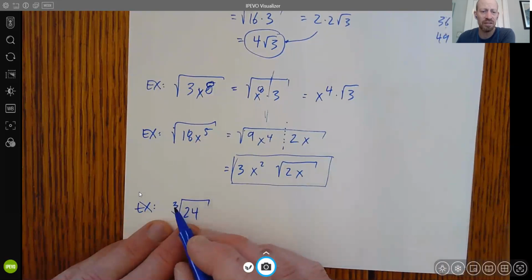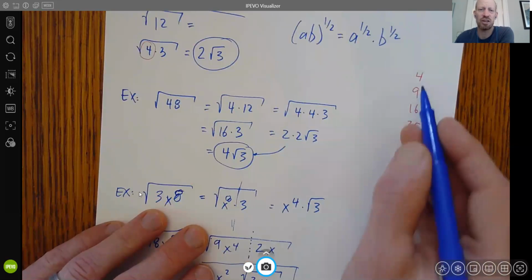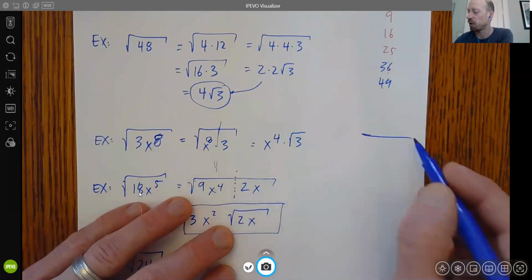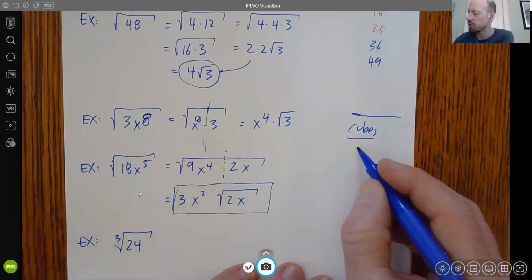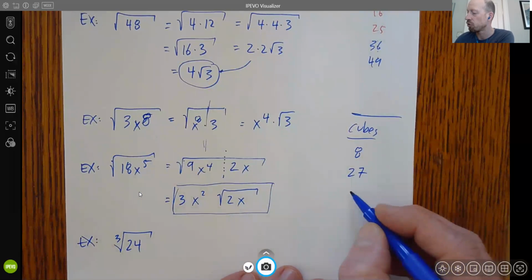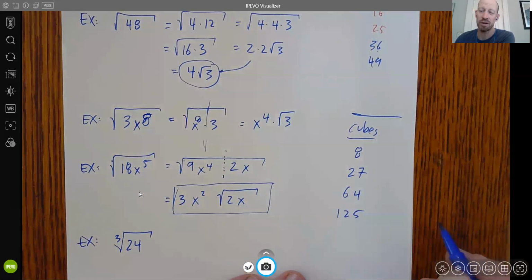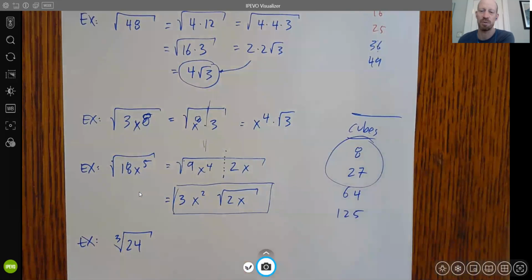So here, because it's a cube root, these numbers are of no use to me because I can't take the cube root of any of these. What I want to do instead is think about what my perfect cubes are. So my perfect cubes are going to be 2 cubed, which is 8, 3 cubed, which is 27, 4 cubed, which is 64, 5 cubed turns out to be 125. You probably won't see that one very often or anything bigger than that. Most of the time you'll be working with those. The numbers just get pretty big otherwise.